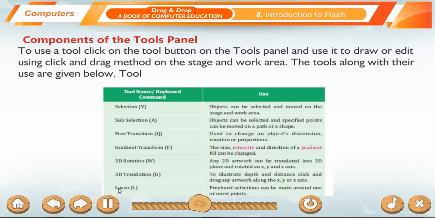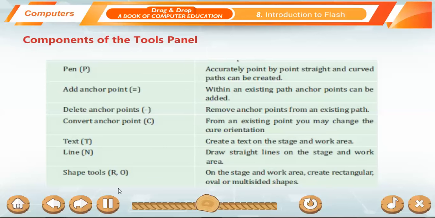3D rotation, W. Any 2D artwork can be translated into a 3D plane and rotated on X, Y and Z axis. 3D translation, G. To illustrate depth and distance, click and drag any artwork along the X, Y or Z axis. Lasso, L. Freehand selections can be made around one or more points. Pen, P. Accurately point-by-point straight and curved paths can be created.